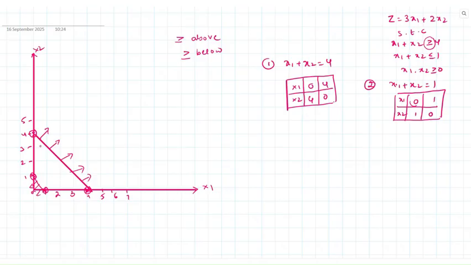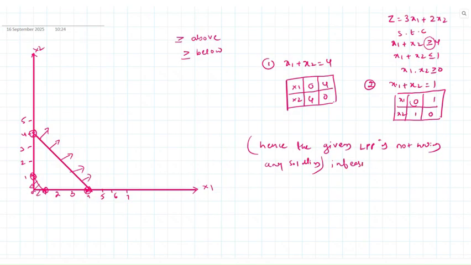Do we get any common region here? We didn't get any common region. So this problem is not having any solution. Hence we need to say that the given LPP is not having any solution. This comes under the infeasible solution type.